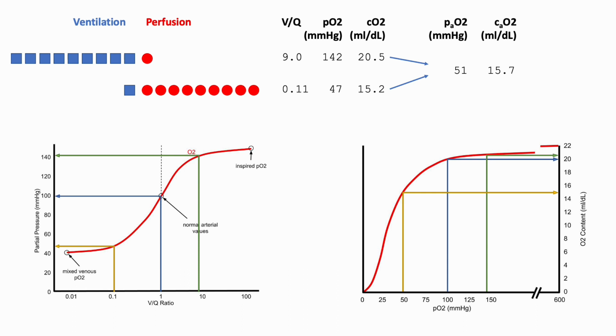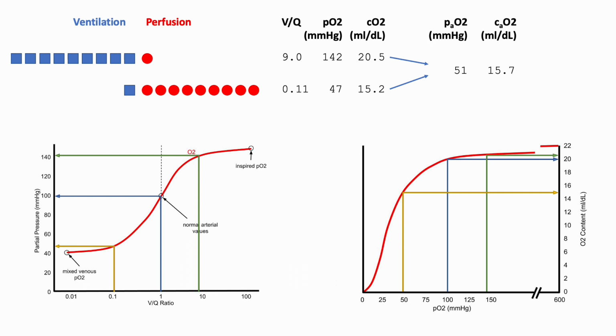How do we explain why this occurs? Well, first of all, hopefully you can see now why I'm not happy with the common explanation that's given by many candidates, that is something like this. In VQ mismatch, there are low VQ units, which are similar to shunt, and have a low PO2. Hence, they dilute the oxygen content in arterial blood and cause hypoxaemia.